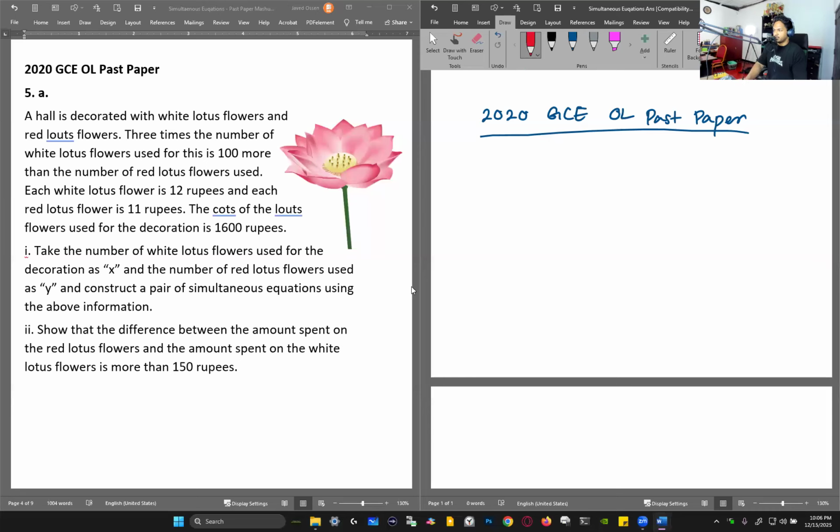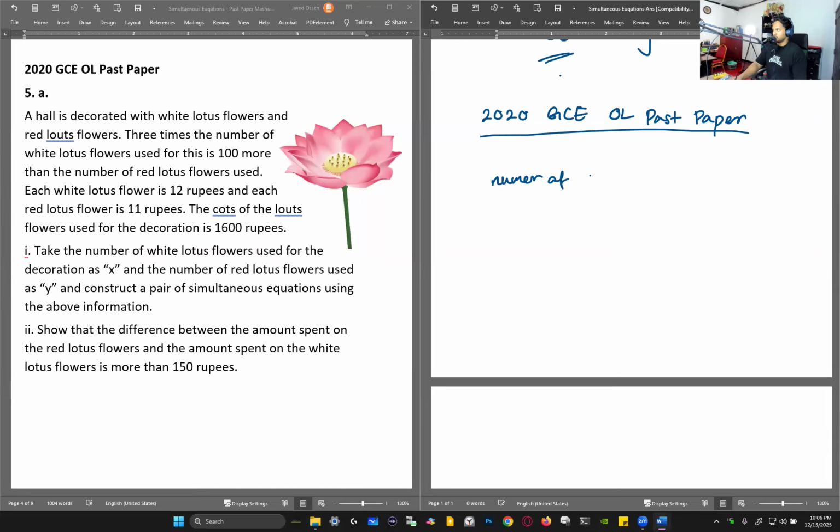The number of white lotus flowers as X, right? So the number of white lotus equals X. And then the number of red lotus equals Y. That's easy. So here we can't draw this. It's not a drawing thing. You have to understand what's going on.